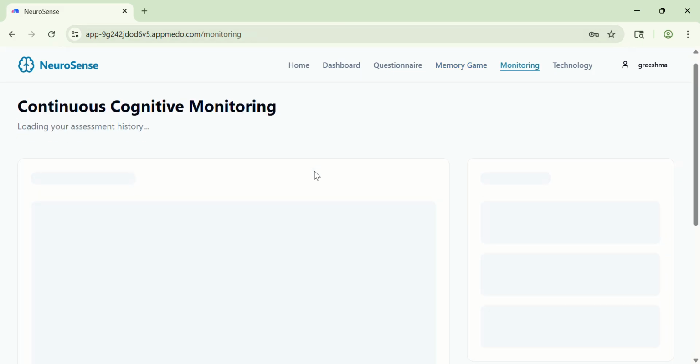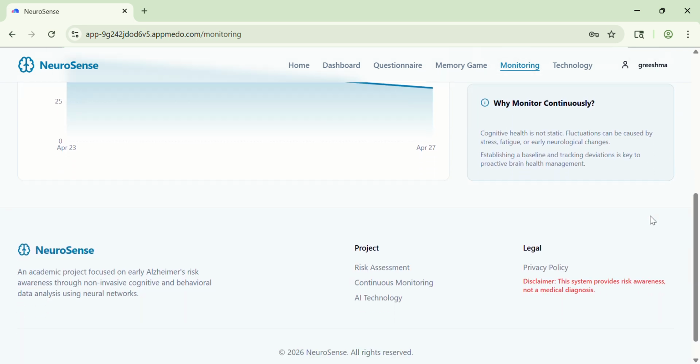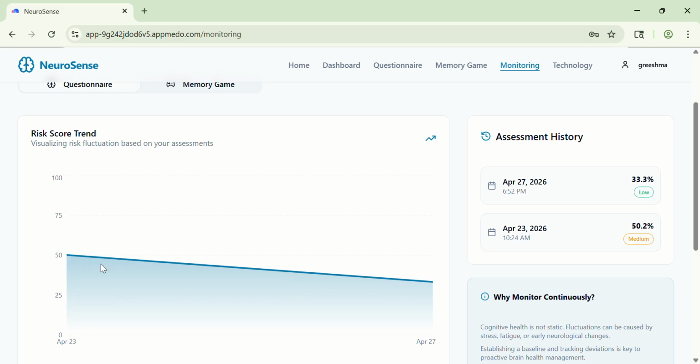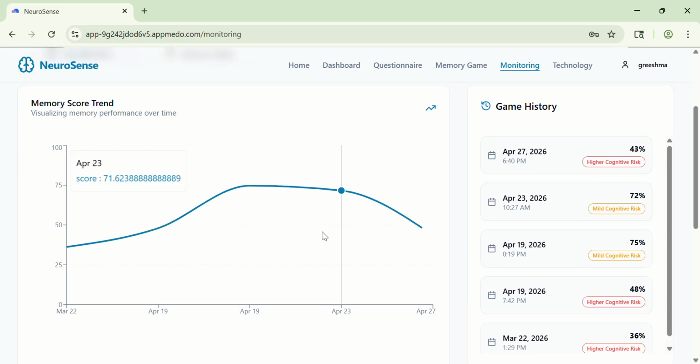And let us see the previous assessment we tried. Here we can see the assessment history. This was tried previously, and we have a 50% risk score. Here we can also see the trend. This is for the questionnaire and this is for the memory game.